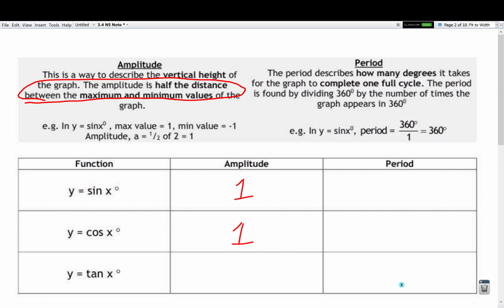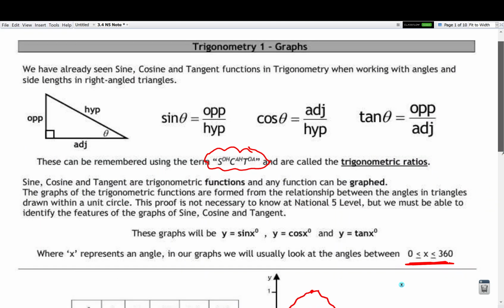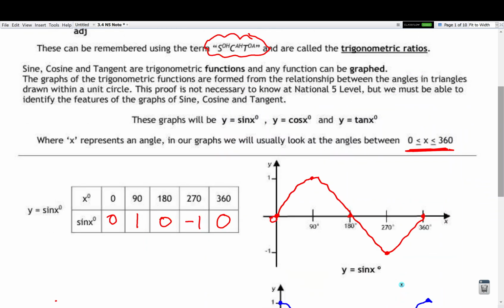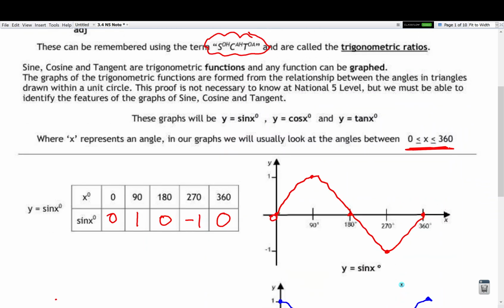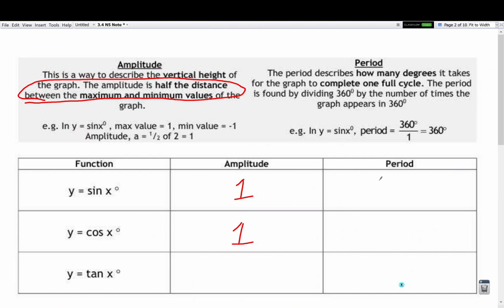So again, we glance back to our sine graph as an example. One full cycle is starting at 0, going up to a maximum, coming down to a minimum, and returning to where we started. That's one full wave, and that happens in 360 degrees. So the period of y equals sine x is just exactly as you see it, 360 degrees. And as it says there, 360 degrees divided by the one time that we see it within that range, so the period is 360 degrees.